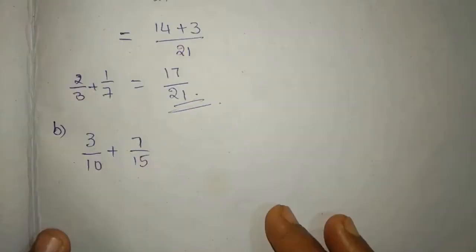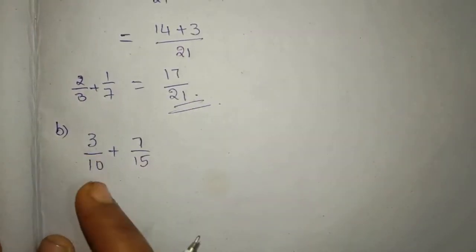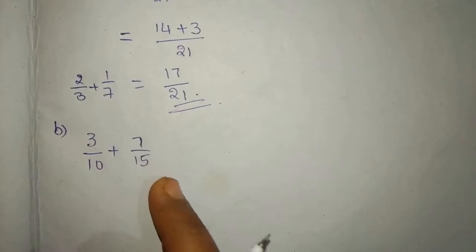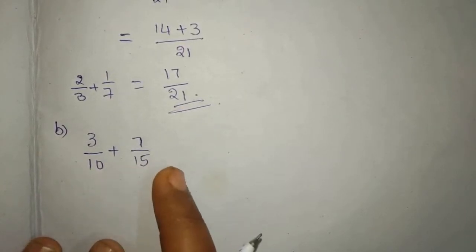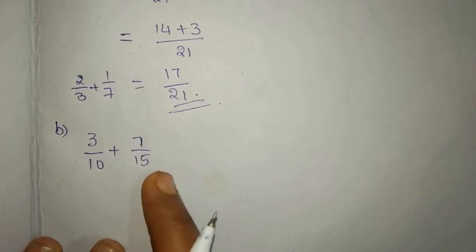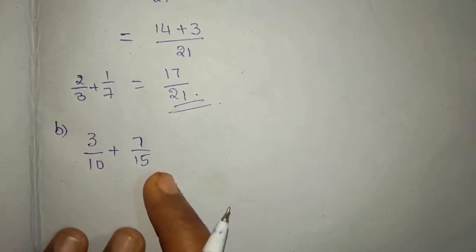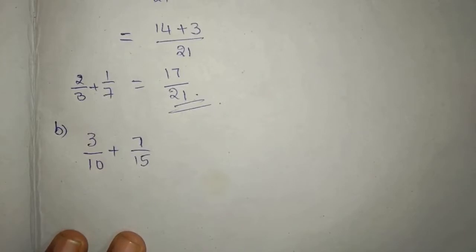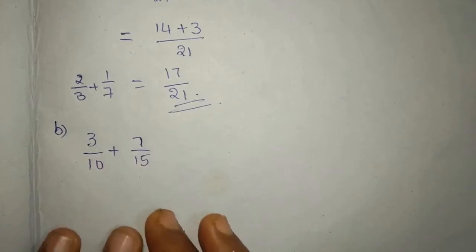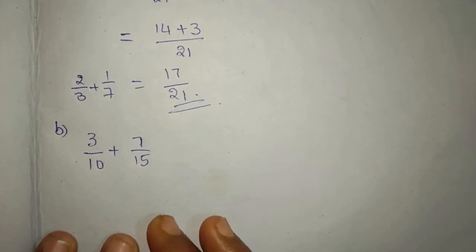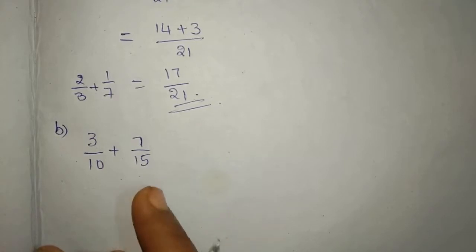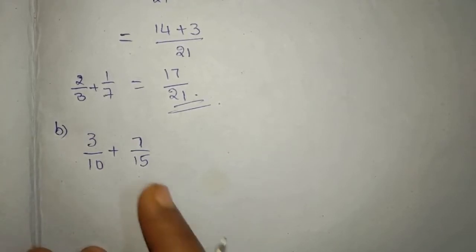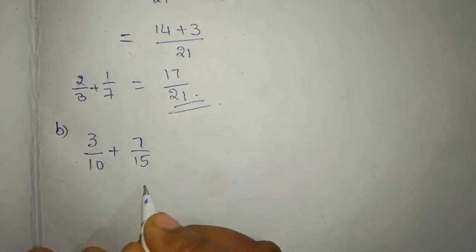Okay. Now let us see B, 3 by 10 plus 7 by 15. Here also the denominators are not equal and the numerators are also not equal, which means they are unlike fractions. So we cannot add the numerators simply. First we have to make the denominators equal, which means we have to convert them to like fractions. First we find the LCM of 10 and 15 here.